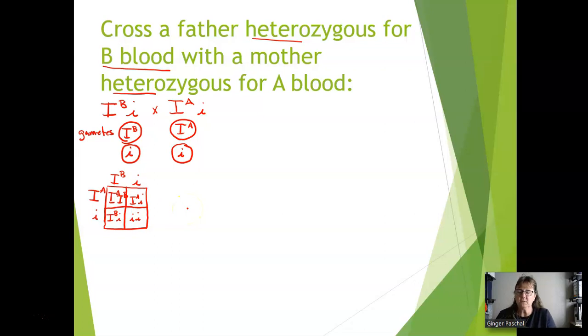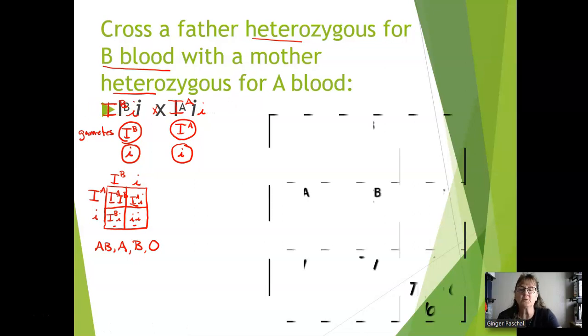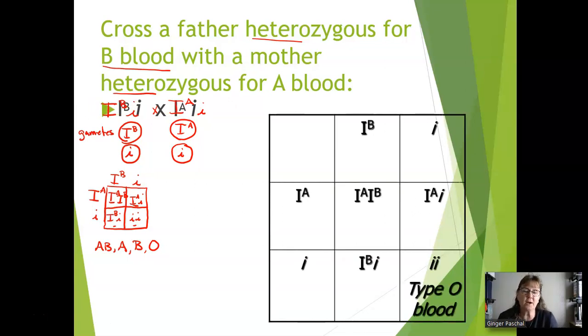And you can see this couple can have a type AB child, because that's this first one. They can have a type A child, because that's the genotype of this one. They can have a type B child, because that's this one. Or they can have a type O child, because that's this one. So you can see that this couple can have any one of the 4 blood types for their children. And you can do that by creating the Punnett square. So there's what we just did, and there's our Punnett square.